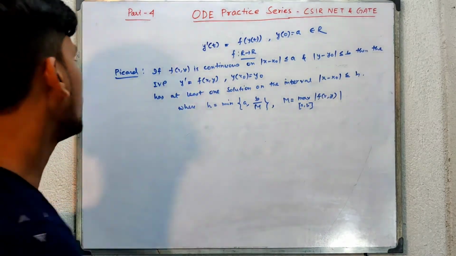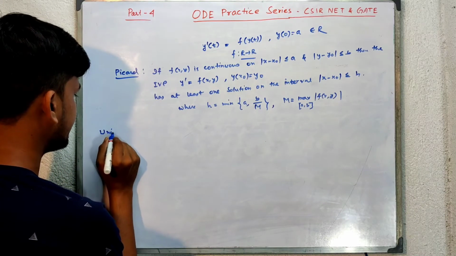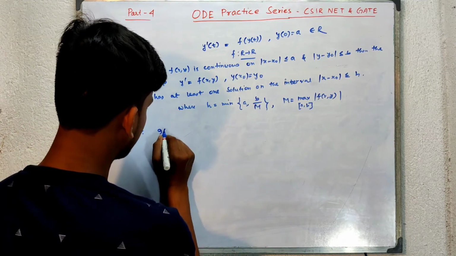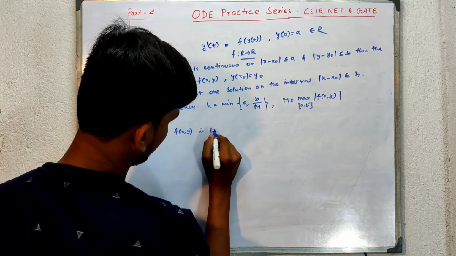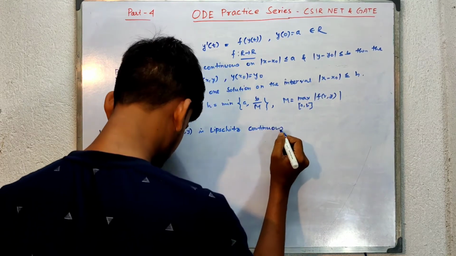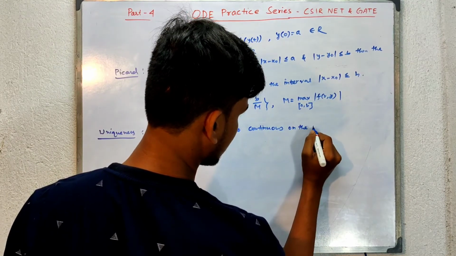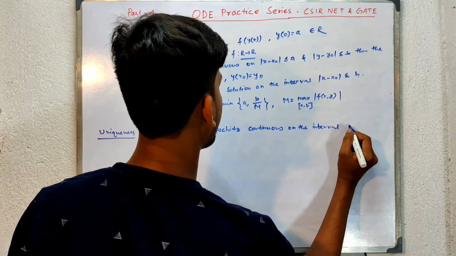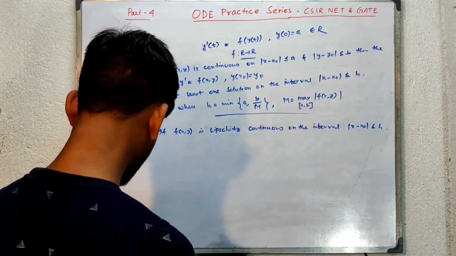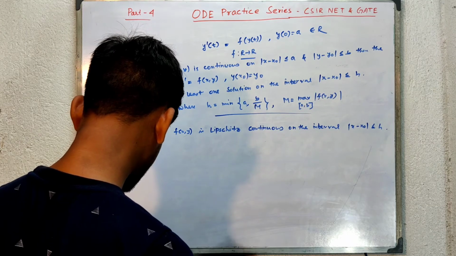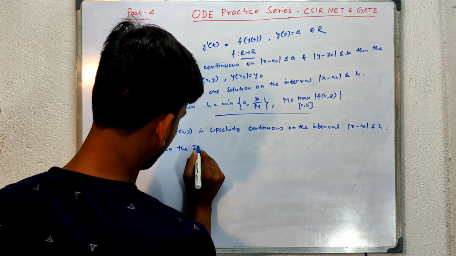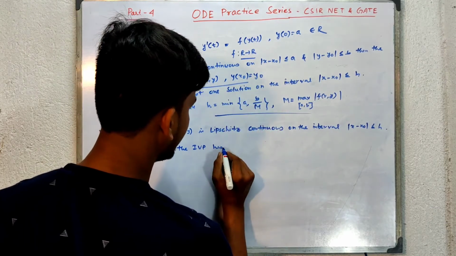Okay, so this is the existence part of Picard's theorem, and the uniqueness part is: if f(x,y) is Lipschitz continuous on the interval |x - x0| ≤ h, where h is as above and I do not repeat it here, then the IVP has a unique solution.